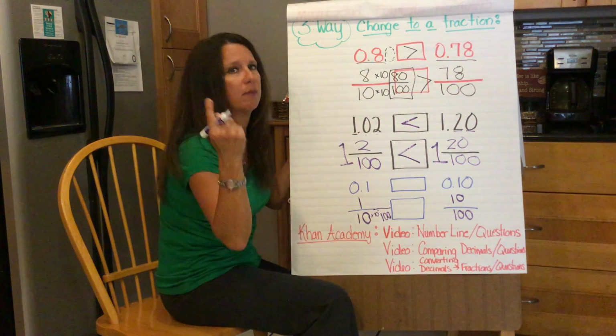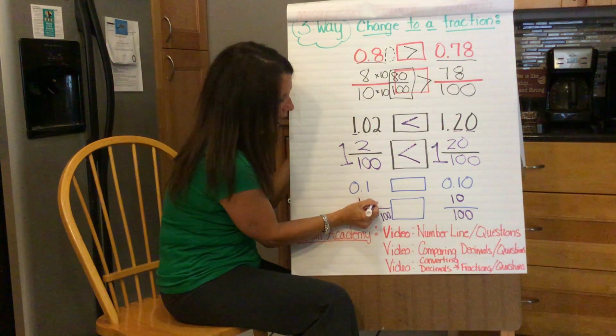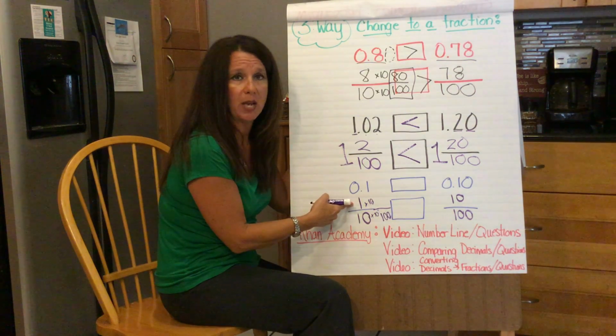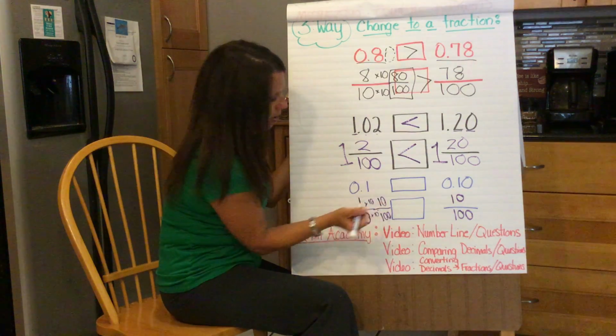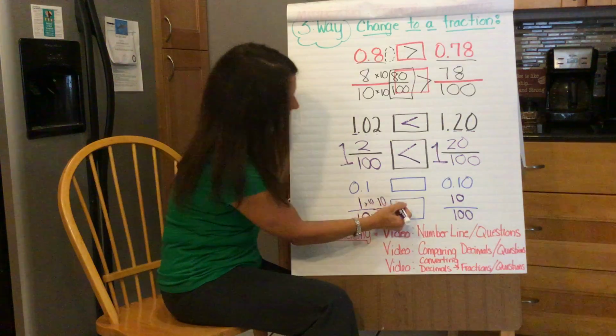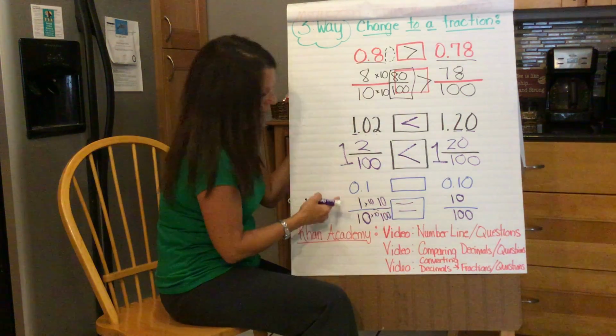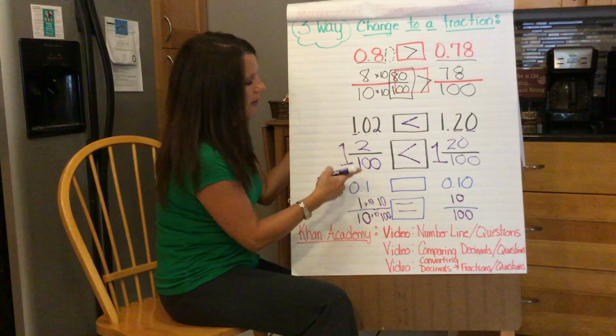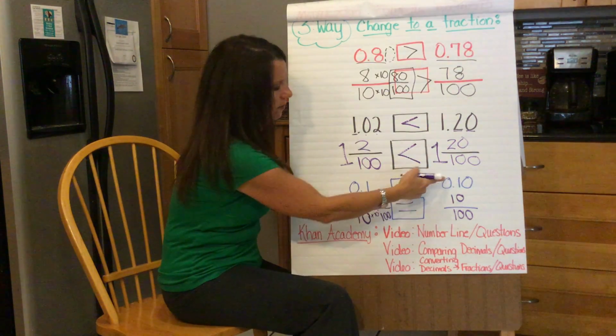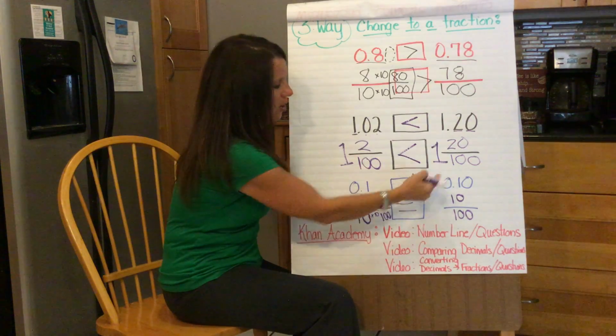Whatever you do to the bottom, you have to do the top. 1 times 10, remember the identity property in multiplication, any number times 1 says its own name. So that would give me 10 hundredths. 10 hundredths is equal to 10 hundredths. 0.1 is equal to 0.10 because 1 tenth is equal to 10 hundredths.